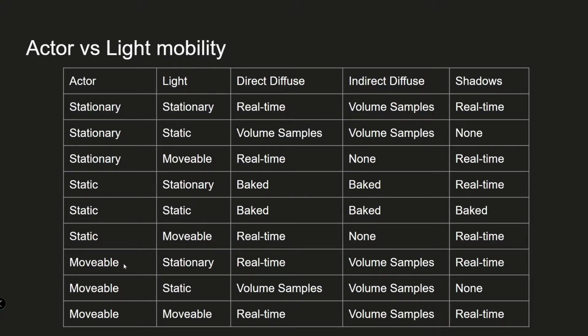If you have a movable actor and a stationary light, you'll have real-time direct diffuse, volume samples for your indirect diffuse, and real-time shadows. Then you have an actor that's movable and a light that's static: you're going to have volume samples for direct diffuse, volume samples for indirect diffuse, and shadows, none. And if you have your actor as movable and light movable, you're going to have real-time direct diffuse, indirect diffuse is volume samples, and shadows are real-time. This gives you a basic understanding of what's going to happen in engine, but once we actually get in, I can explain it more.